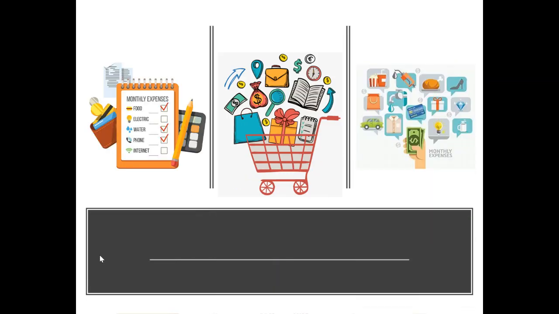Next group of pictures. What do you notice or see? I notice or I see. Well, in the first picture, I notice a clipboard with a checklist, monthly expenses. So someone must be keeping track of how much money it costs to buy food, electricity, water, phone, internet. In the next picture, I notice money and gifts and a place writing down a plan for that money.